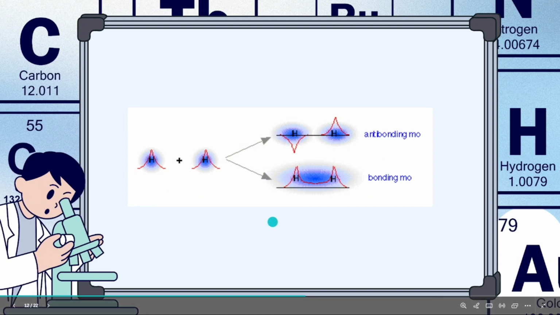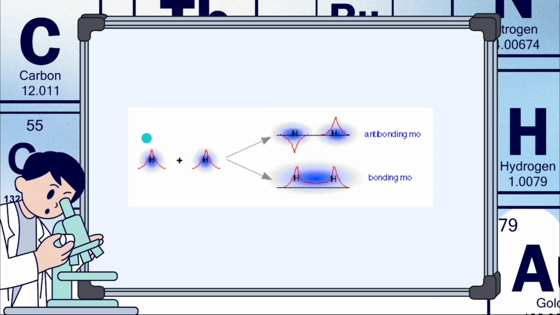Now take a look at this diagram again. On the left we have the two separate hydrogen atoms, each with its own 1s orbital, or the blue regions here. These orbitals represent the wave functions of each atom's electron. When they combine, the orbitals can overlap in these two ways, in phase or out of phase. This leads to two molecular orbitals, one bonding and one antibonding.